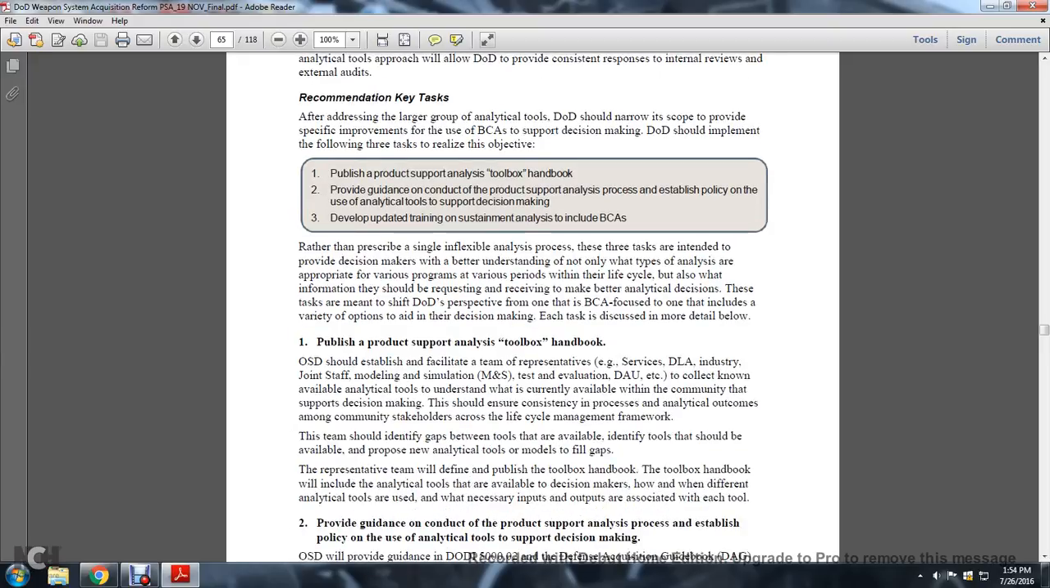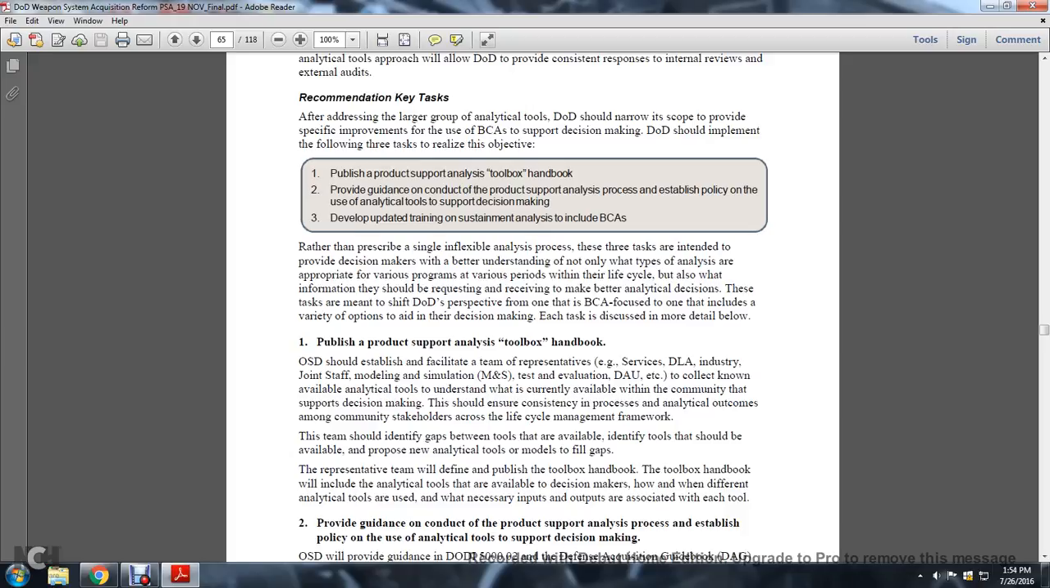Task 1: Publish a product support analysis toolbox handbook. The Office of the Secretary of Defense should establish and facilitate a team of representatives from the services, DLA, industry, joint staff, modeling, simulation, testing and evaluation, DAU, etc., to collect known available analytical tools and understand what is currently available to the common community of support decision making. This should ensure consistency in the process and analytical outcomes among the community of stakeholders across the life cycle management framework.